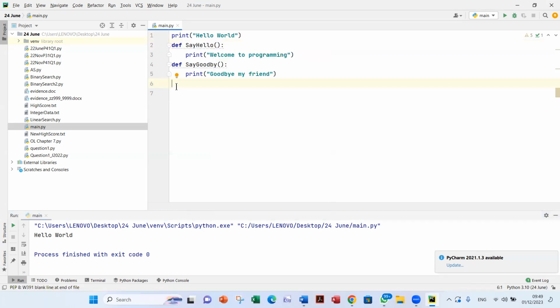This is in the main program, and it says hello. So it will say hello world. This will not be done. This will not be done. When you call, it will go and perform say hello and come back.